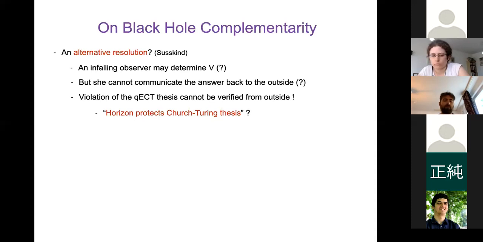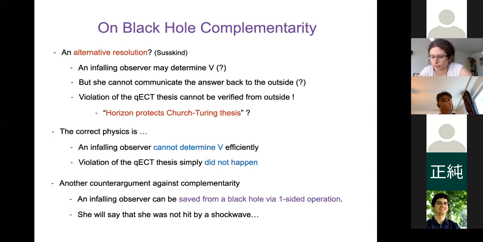But I do not think this is the right resolution of the problem, because I think the point is that the infalling observer really cannot determine the volume efficiently. So the violation of the thesis simply did not happen, and there is nothing we need to protect it from. But another, I think, interesting counter-argument against this black hole complementarity-like approach can be obtained in the following manner.